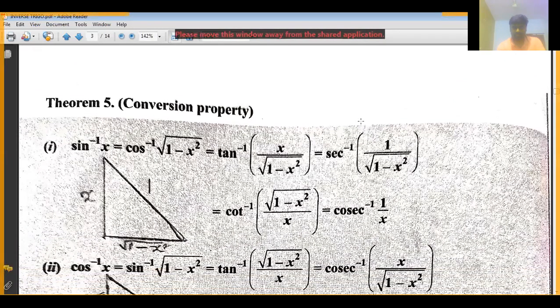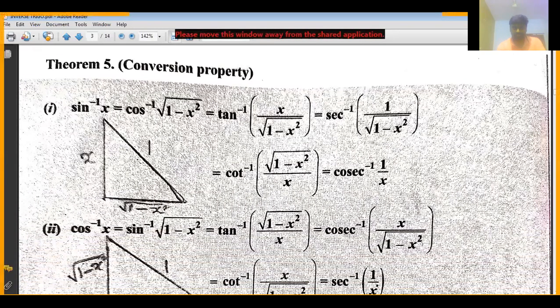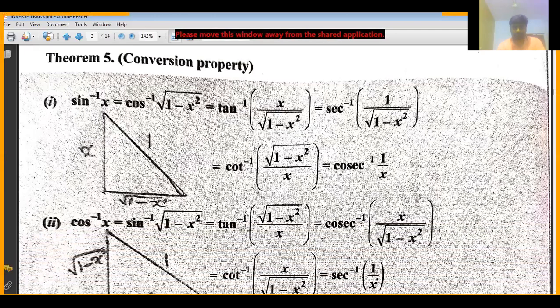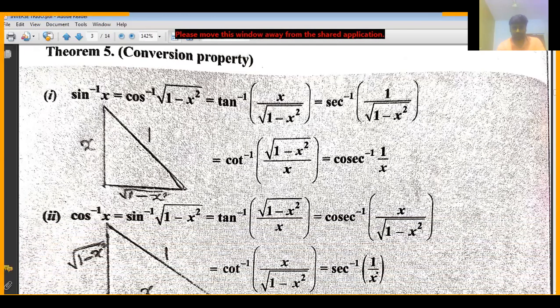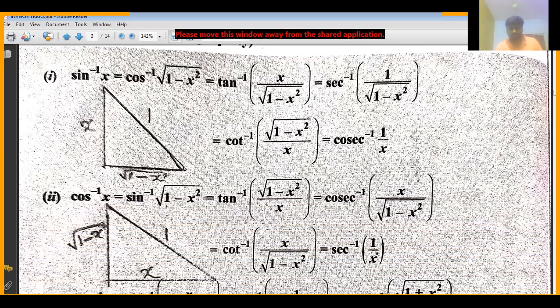See, these are very important. So conversion is very important, which you have to remember. See, the conversion property, have a look at that. Let us take one triangle. Okay. So what is that?